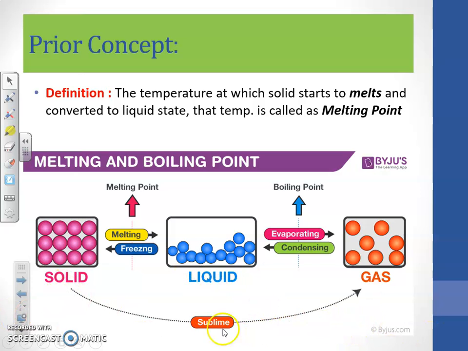So all these processes we have discussed: melting, evaporation, freezing, condensation and sublimation. The temperature at which a solid melts and converts into a liquid state is called the melting point, and that is the topic: melting point of a substance.